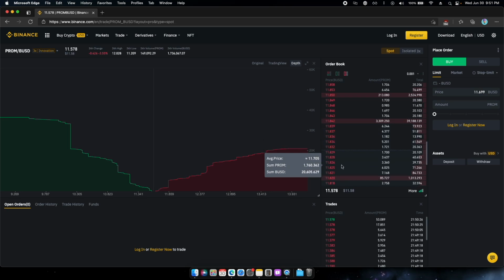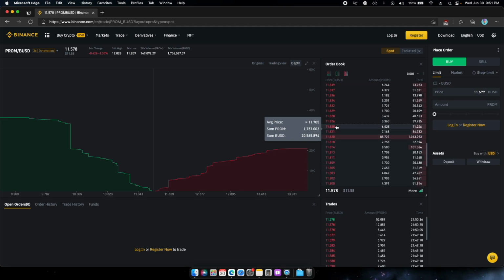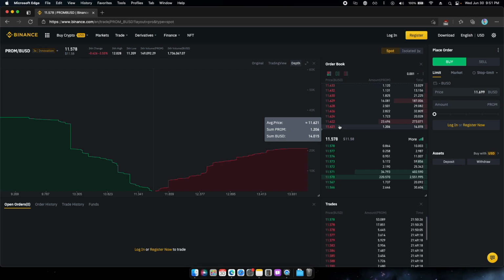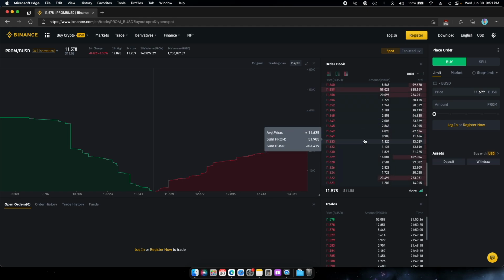So it has to fill from 11.82 to 11.825 and so on and so forth, all the way up the order book. So if you have buyers, then it's going to fulfill on the way up, and the same thing on the buy side. So let's say that I want to get into this coin and I have, let's say, $10,000.